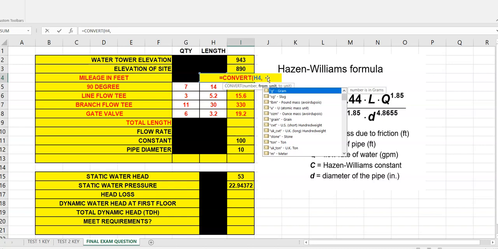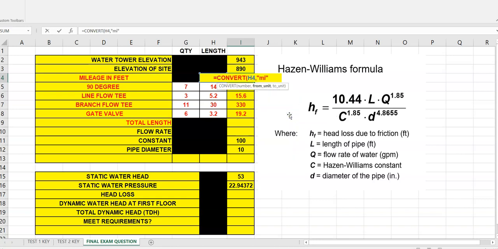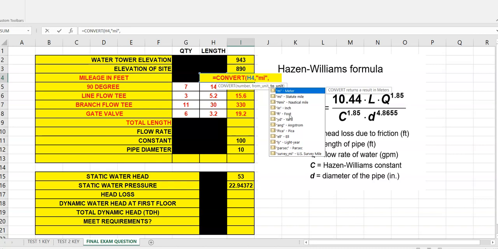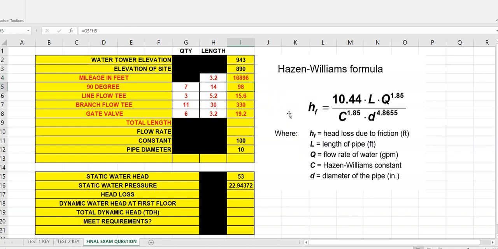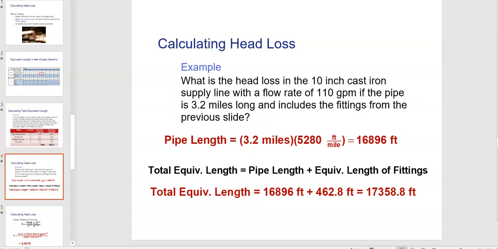So I'm at H4, and I'm going to hit comma. And basically it's going to start saying, what are we going from? So you can scroll down over here on the side and you can see statute mile. We're just going to double click on that, and I'm going to hit comma. And you can find feet in here as well, but just so you know, you can hit quotations FT, quotations, close parentheses, and hit enter. And I'll get 16,896 feet. That is the exact same value you see right here.